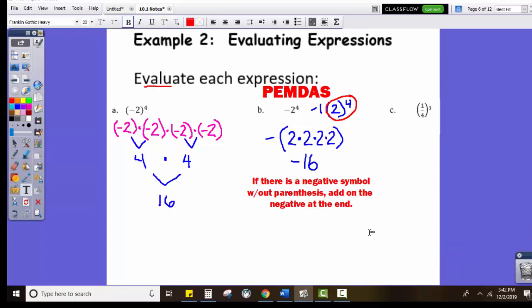So you can go ahead and take a second to write this down. If there's a negative symbol without parentheses, add on the negative at the end.